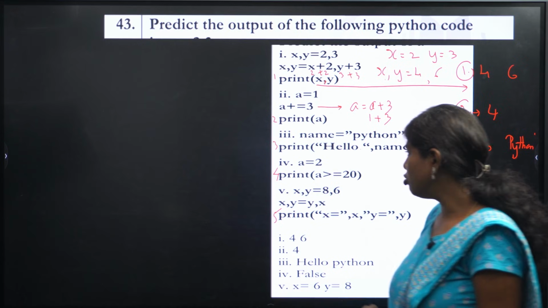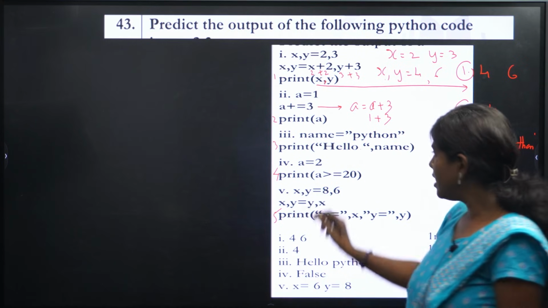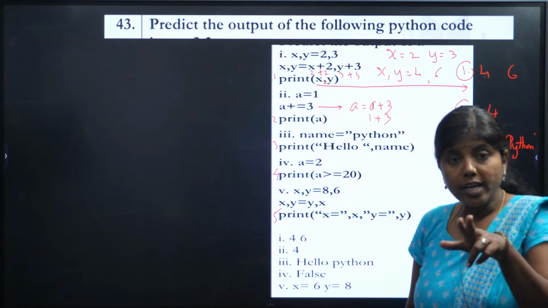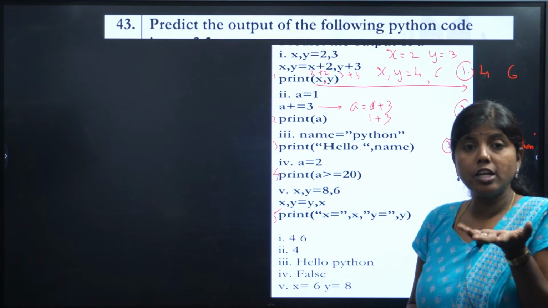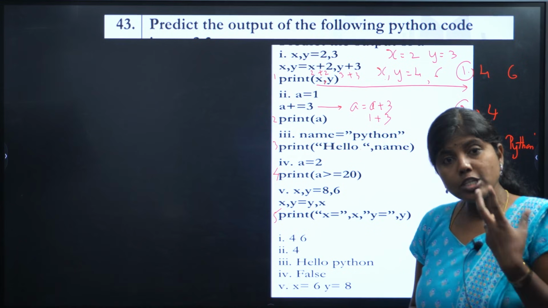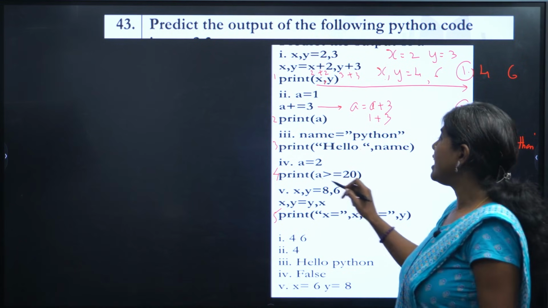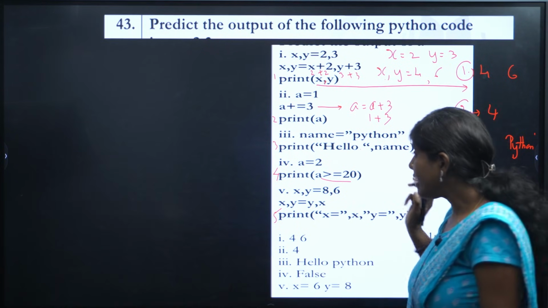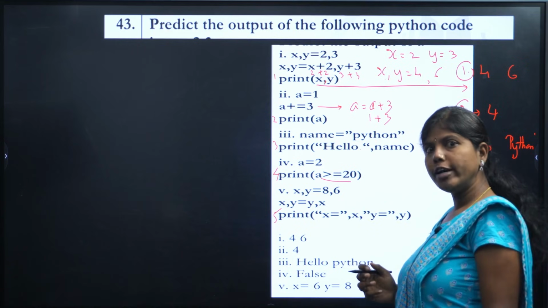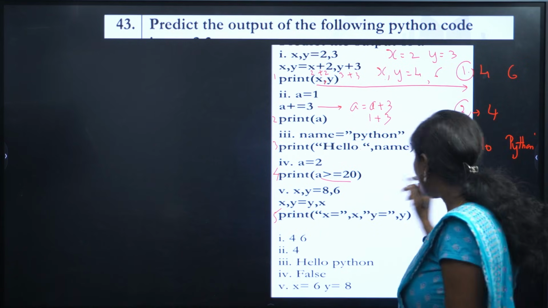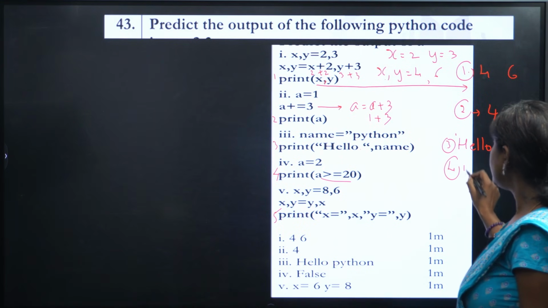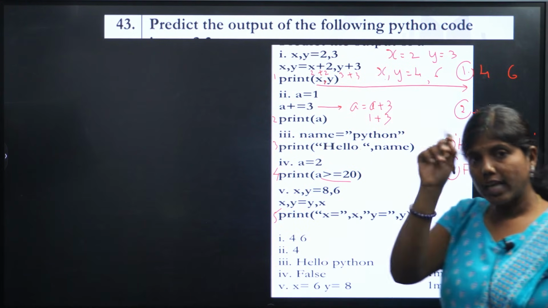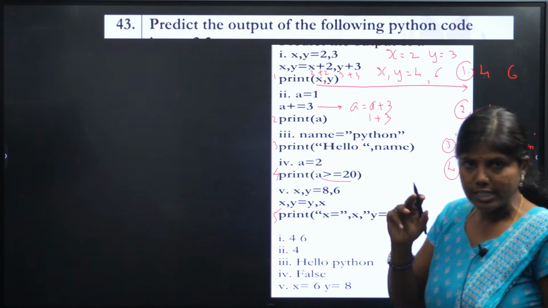Then A equal to 2, it is assigning, not checking. Print A greater than or equal to 20. It is doing a comparison within the print statement. We can have an expression even in the print statement. It is checking. If it's true, it returns True. If it's false, it returns False. Is 2 greater than or equal to 20 or not, you tell me. Definitely it's false. It returns False, with a capital F, A-L-S-E.